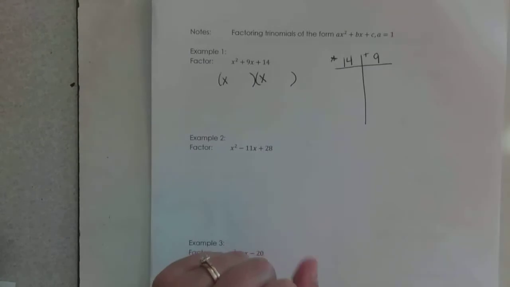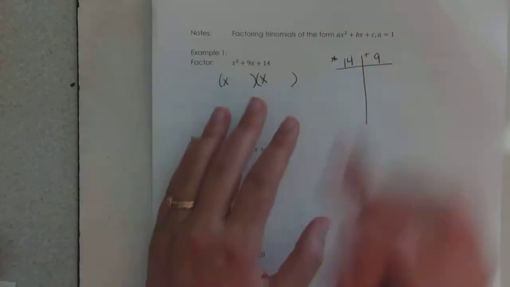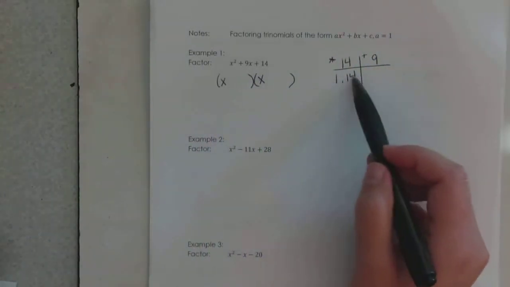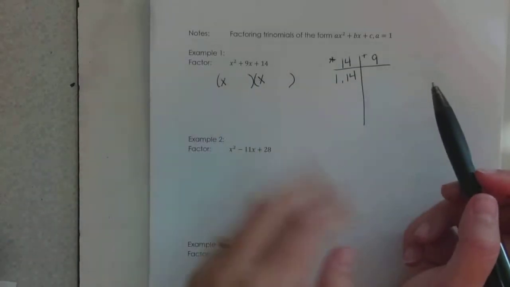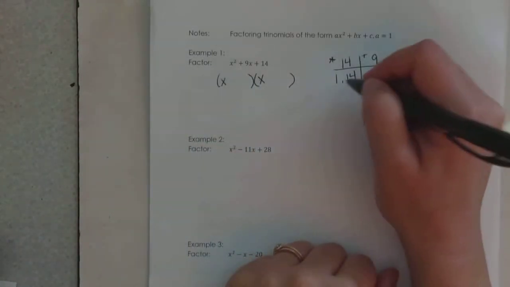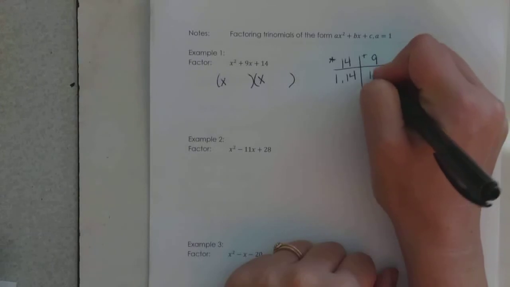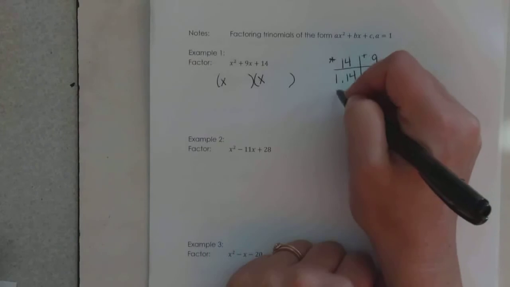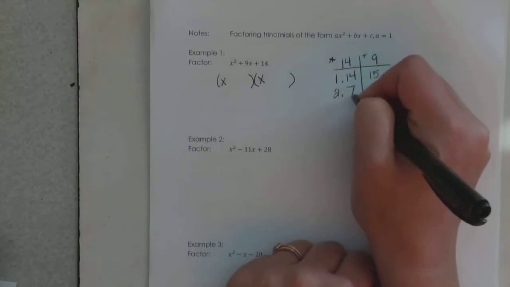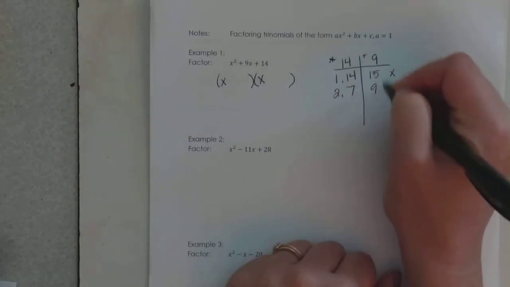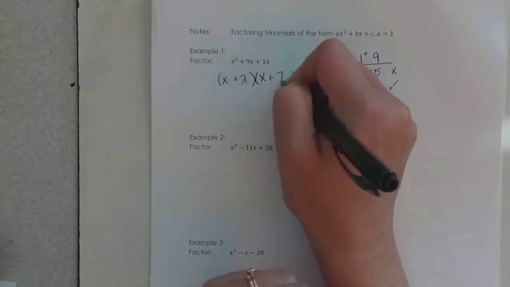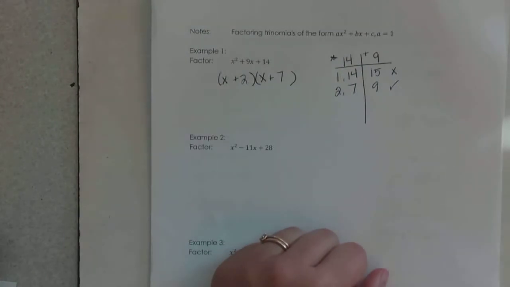Now what I start doing is I start listing my factors of 14, and I start at the very bottom. I always start with 1 and the number itself. It's easy to miss this set of factors, so the T-chart helps you remember it. When I add these together, 1 plus 14 equals 15. Not my factors. Then I go up to 2. 14 divided by 2 is 7. 2 plus 7 is 9. We've got a match. So x plus 2, x plus 7 are my factors.